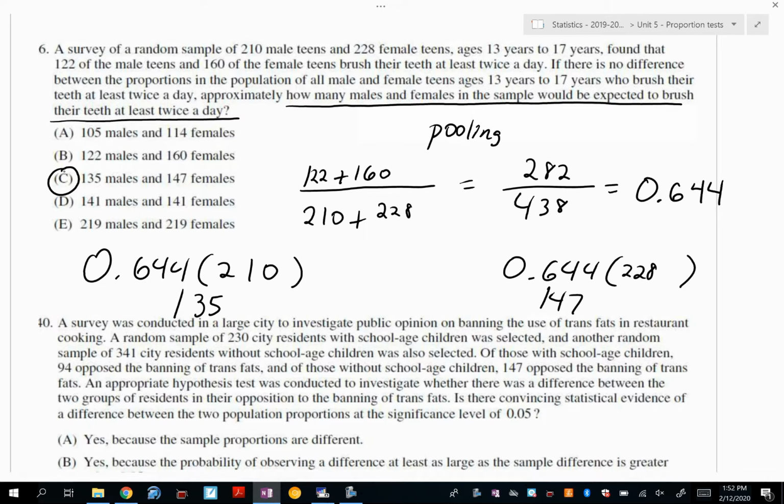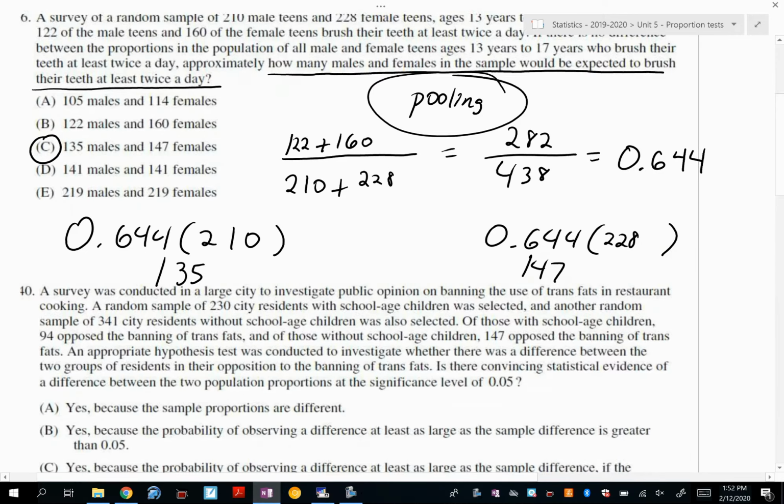Is that what it says? Great. You got it right. All right, but again, this question, whether you got it right or not, is about pooling. That idea that if you're doing a two proportion z-test, we first are assuming that there's no difference between the groups. So that's why we pool. Everybody good? Okay, let's go to the next one.